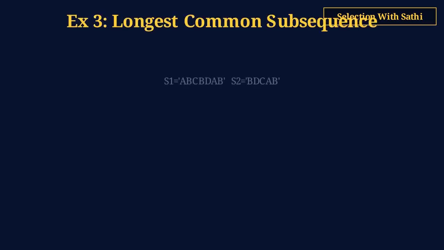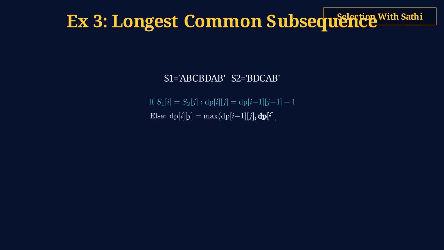Longest common subsequence of ABDAB and BDCAB. State dp[i][j] is the LCS length of the first i characters of string 1 and the first j characters of string 2. Transition: if the characters match, dp[i][j] equals dp[i-1][j-1] plus 1. If they do not match, take the maximum of dp[i-1][j] and dp[i][j-1].